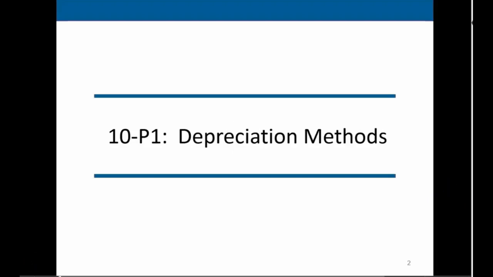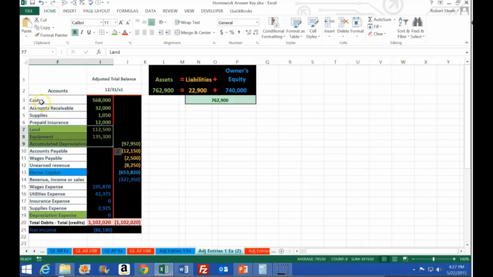We're now looking at the depreciation methods. And once again, I want to just put us into context, look at the trial balance and see where we are at in terms of what accounts we're focusing in on. And so remember, we're drilling down on these property, plant, and equipment like land, equipment, and accumulated depreciation. It's in the asset area.